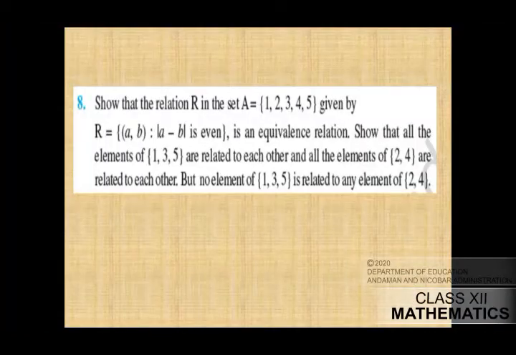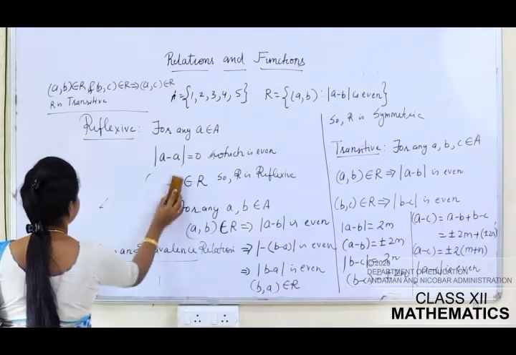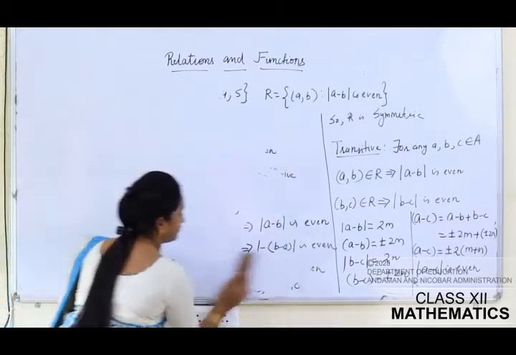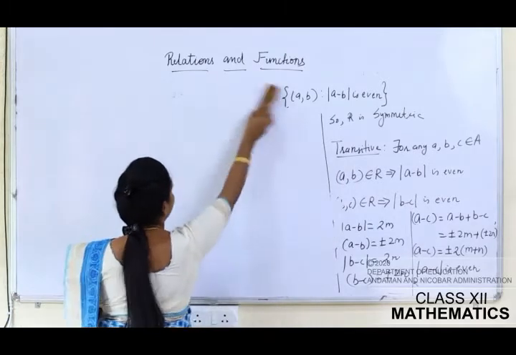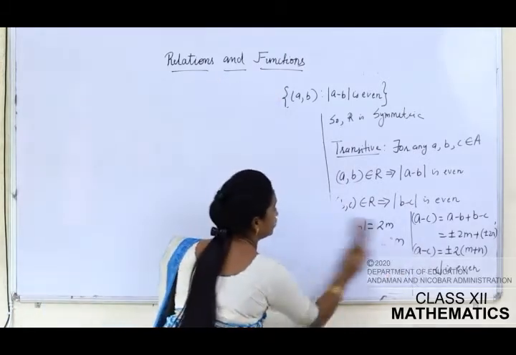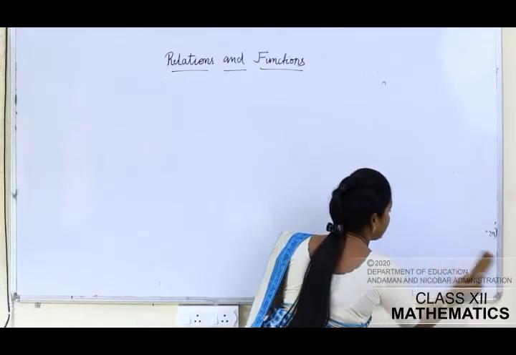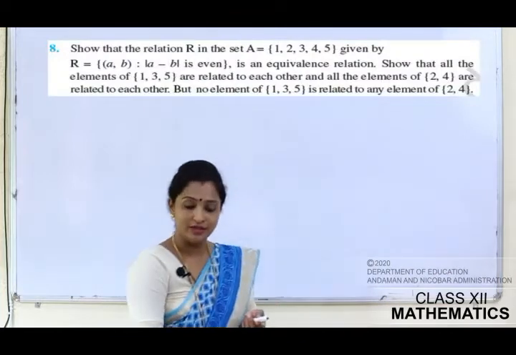Clear? Now in this question they have also one more question added, that is show that all the elements of 1, 3, 5 are related to each other and all elements of 2, 4 are related to each other, but no elements of 1, 3, 5 is related to any element of 2, 4. हम देखते हैं इसको कैसे करेंगे. See here 1, 3, 5. Okay, you have to show that 1, 3, 5 is related to each other and 2, 4 is related to each other, but 1, 3, 5 is not related to 2, 4.